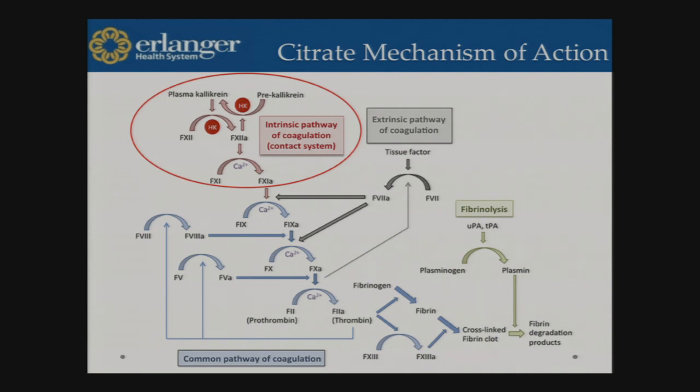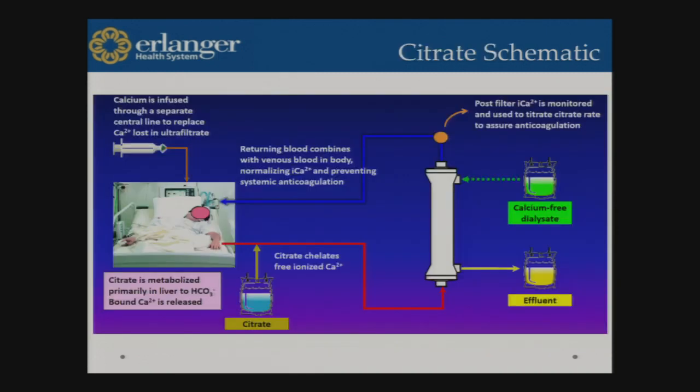So citrate binds to calcium. This is a picture of the clotting cascade, obviously, and you can see all of the different areas in the clotting cascade where calcium is required for the body to form a clot. And so essentially by giving people citrate, we're chelating that calcium, and the blood is not able to clot.